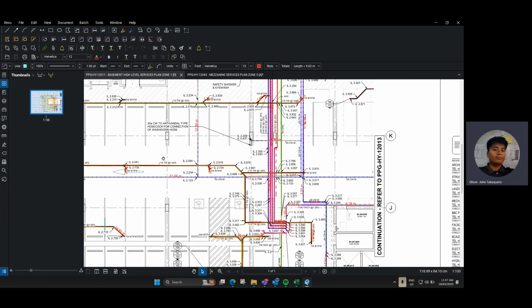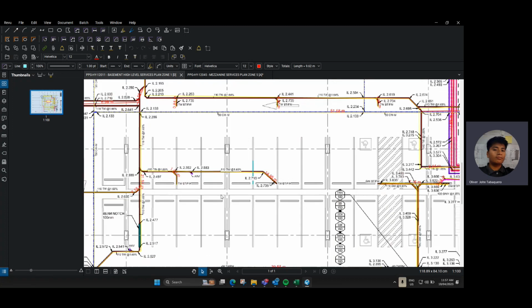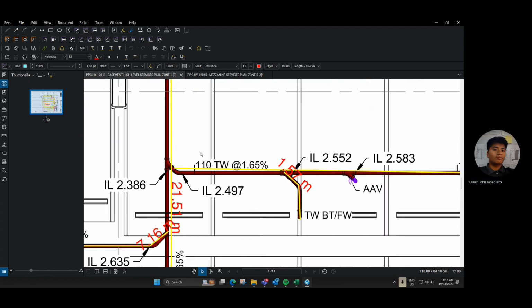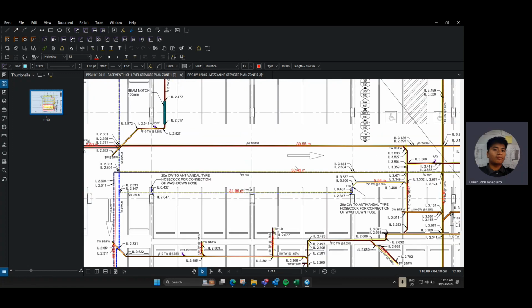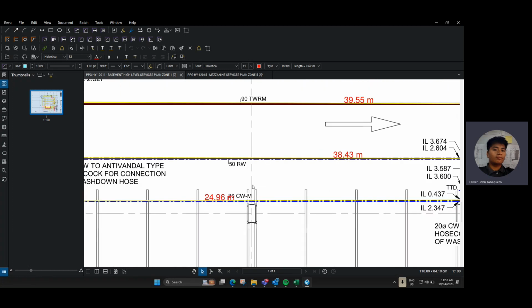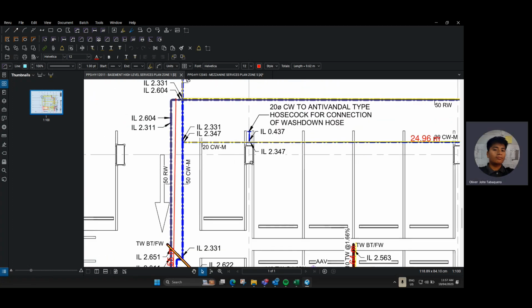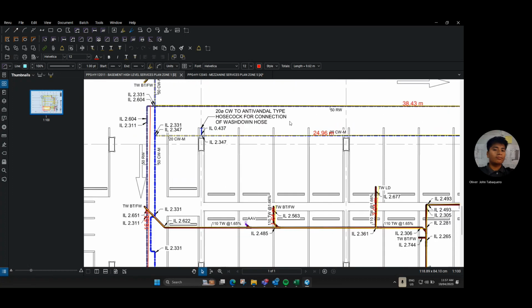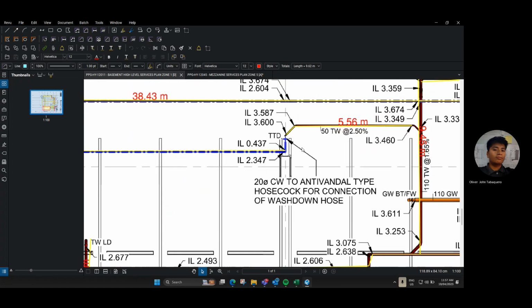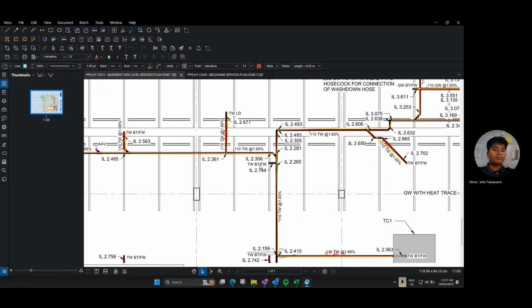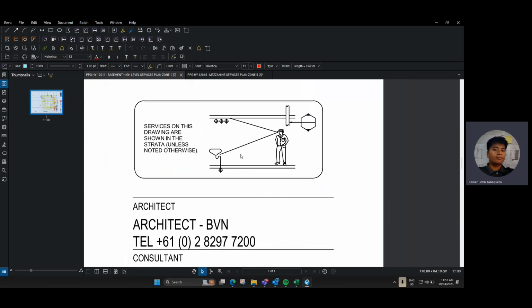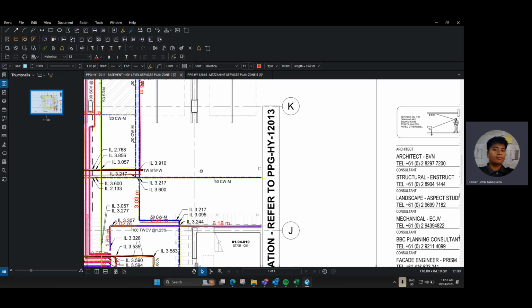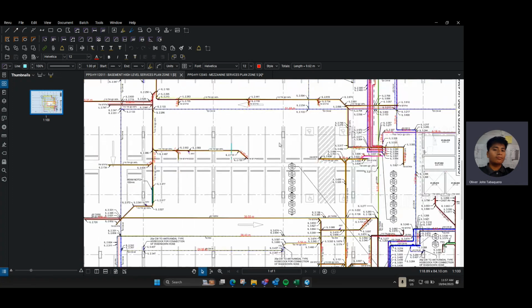So if you see, let's say, this one, cold water line, you can assume that it is under the under slab. If you can see that it's a drainage pipe, it's below. So yeah, that's usually how it goes.